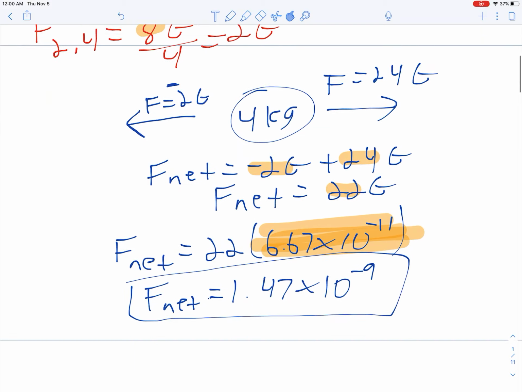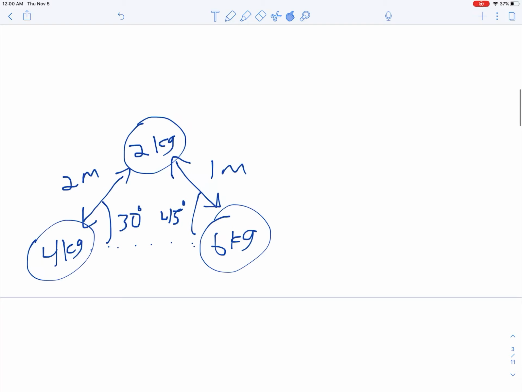So let's do an honors example for those of you in honors. We're going to do the same thing. It's going to be the same problem. I'm going to swap this out. So it's the same problem, it's just in 2D. So I'm going to do the exact same thing.